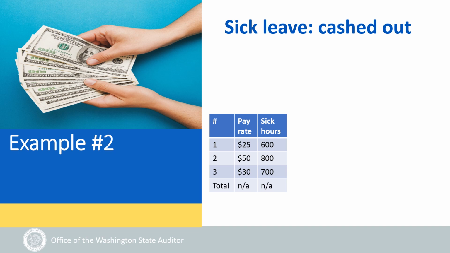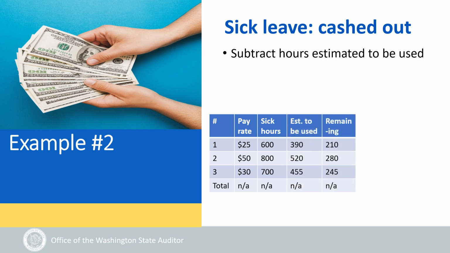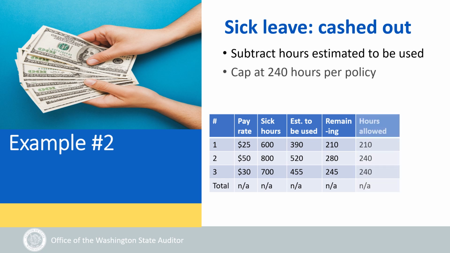Let's look at what that looks like. When we subtract out the hours estimated to be used from the total sick hours, that gives us 210 hours for employee 1, 280 hours for employee 2, and 245 hours for employee 3. But remember, our policy told us they are only allowed to cash out 240 hours, so I added a column for hours allowed. Then first employee gets to carry over all their hours since it's under the cap. And employees 2 and 3 only get 240 hours each. Again, see how your policy can affect the calculations.